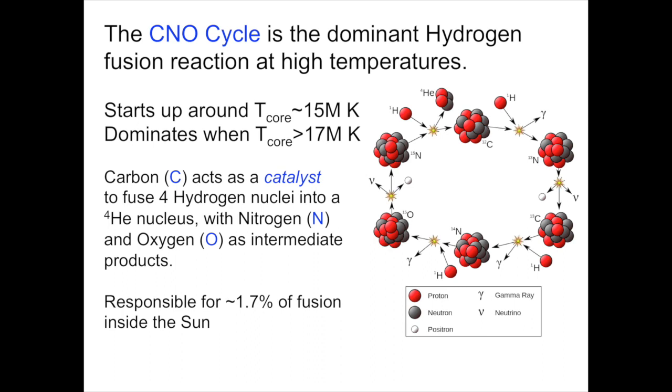Both of these cycles share a common feature. They are responsible for taking 4 hydrogen nuclei and fusing them into one helium nucleus with the release of energy due to the mass difference between 4 protons and 1 helium nucleus, that 0.7% that is lost when you bind hydrogen into a helium nucleus. The difference with the carbon-nitrogen-oxygen cycle is the role of carbon. Carbon plays the role of a catalyst. We use the word catalyst in nuclear reactions the same way that chemists use the word catalyst. A catalyst is any component of a reaction chain, chemical or nuclear, that is not consumed by the reaction.